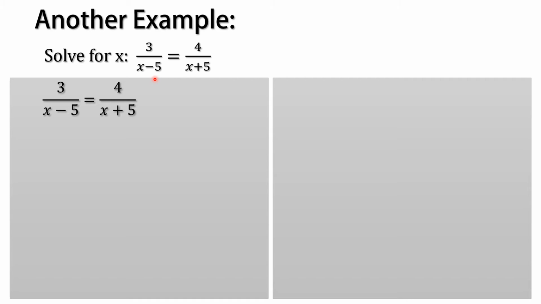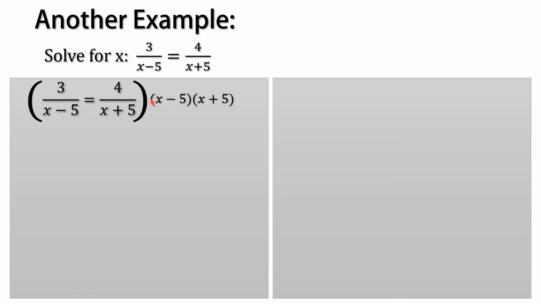Both denominators, rather, are binomials. So the first thing to do is to find their LCD, right? The LCD here is quantity x minus 5 times quantity x plus 5. We have to multiply the LCD on the whole equation.